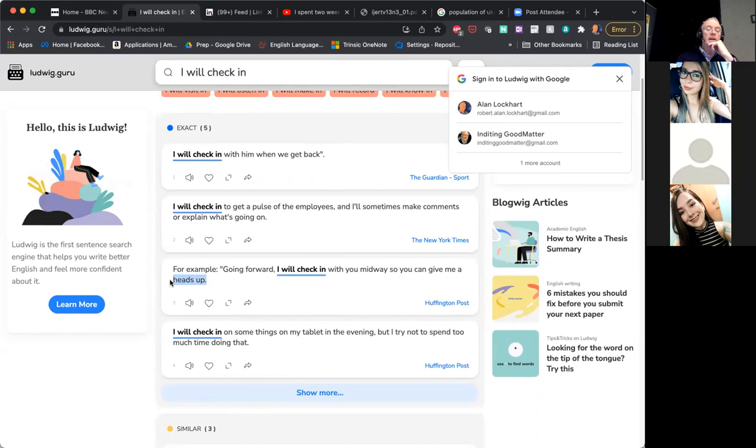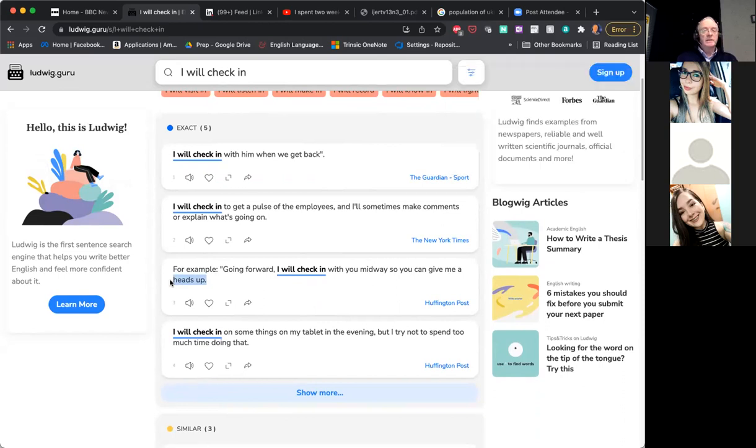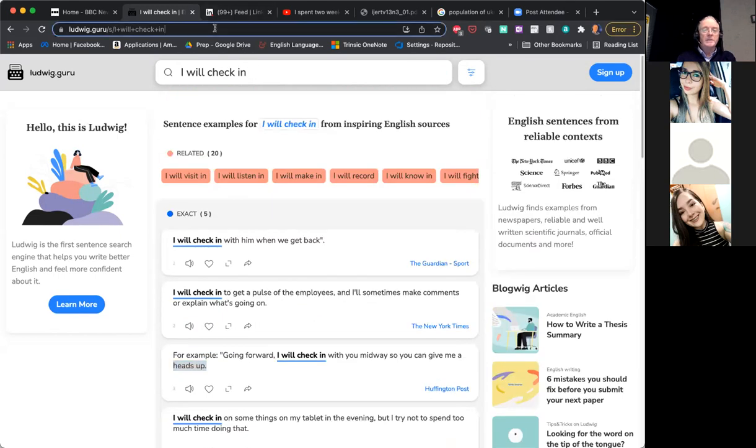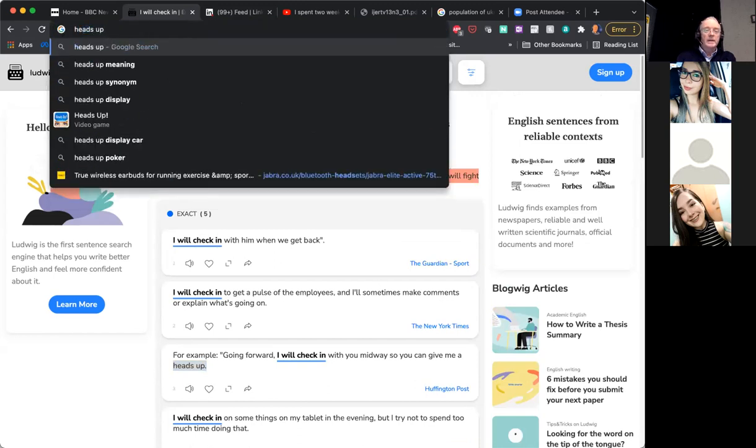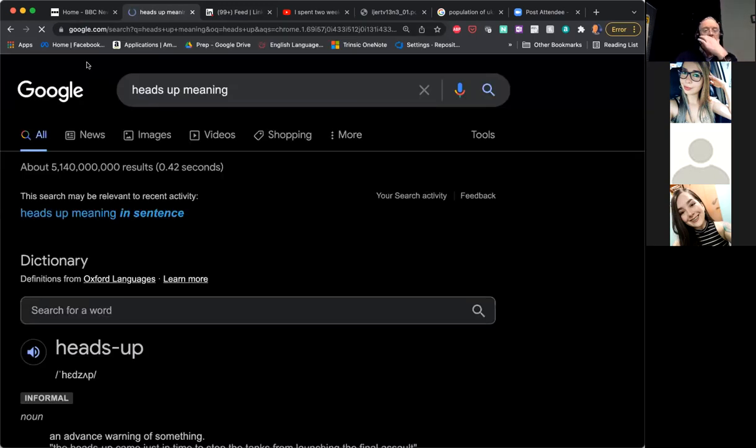So heads up is another American expression, right? It's another Americanism. Heads up. And it's to tell you something ahead of time. Give me a heads up. Yeah. Heads up. I think I can guess where it comes from. I think it comes from American football, but let's look it up to be safe, be sure.